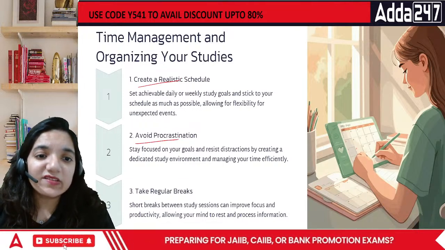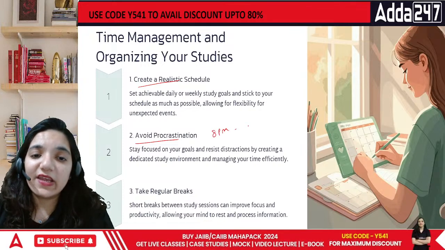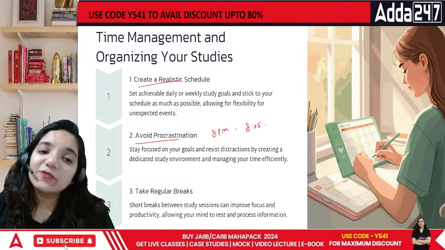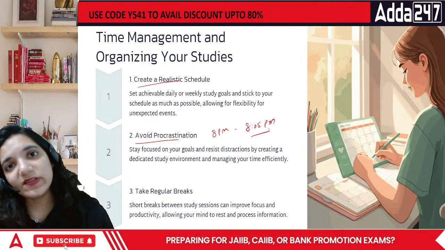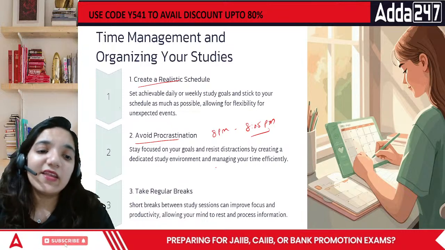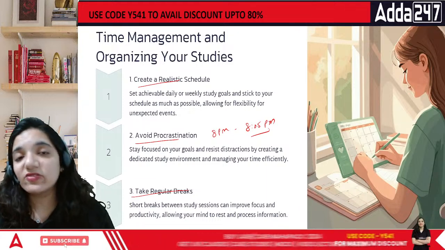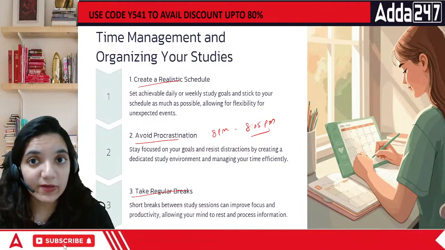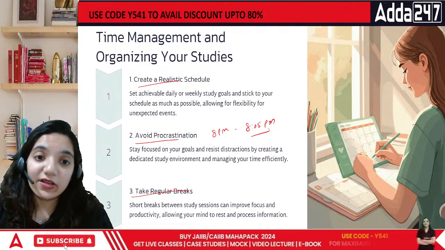Then avoid procrastination. If it is 8 o'clock, I'll start at 8 p.m. If it is 8:05, I'll start at 8:30. This particular thing is very normal. Don't do that. Once you start doing it, the circle never ends. And take regular breaks. After half an hour, prefer taking a break, because our concentration has definitely changed over the period of time. Right? So whenever you are studying, just give that time process accordingly.